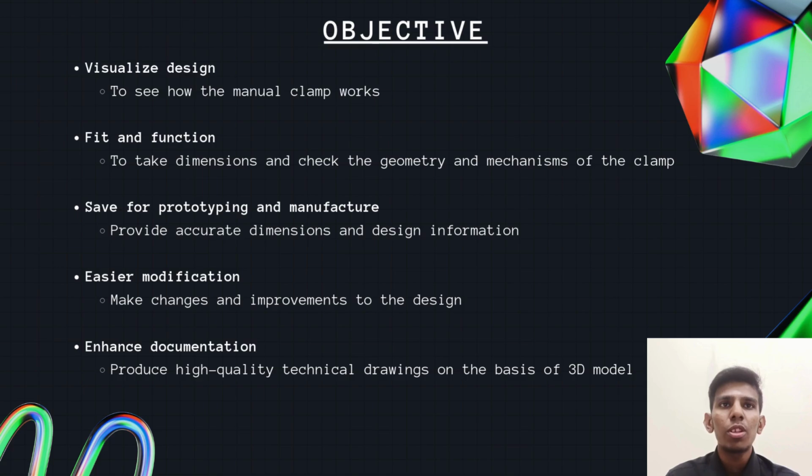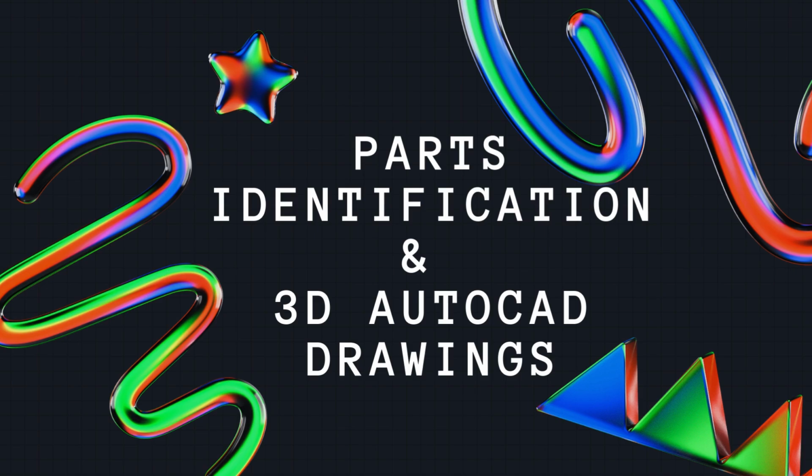The third, safe for prototyping and manufacture, which is to provide accurate dimensions and design information that can be used directly for prototyping, machining, or even 3D printing. The fourth one, easier modification. Make changes and improvements to the design at will without starting from scratch, achieving efficiencies in an iterative design process. And the last one, enhanced documentation, which is to produce high quality technical drawings or renderings on the basis of the 3D model for project documentation and assembly instructions.